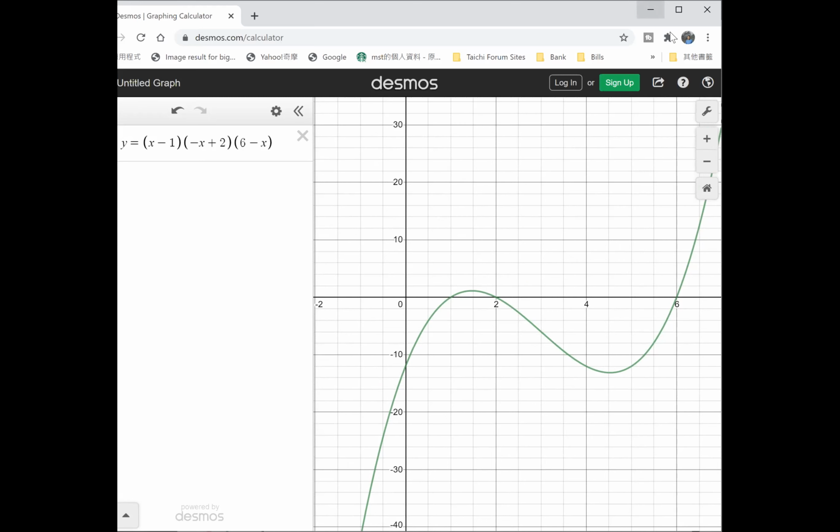Okay, so just a rough sketch, right? So we have quadrant 1, quadrant 3. And number of turns, this one has 2 turns.